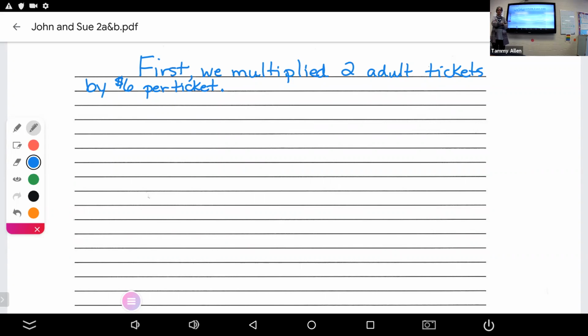Are we still on ticket? We just said, first we multiply two adult tickets by $6 per ticket. How do we need to finish that thought out? How do we finish that thought out? $12. Okay, think about the fact we want to use our vocabulary. Can we use up a vocabulary word yet? For a total of $12. For a total of $12. If we start with that, it's not a complete sentence.